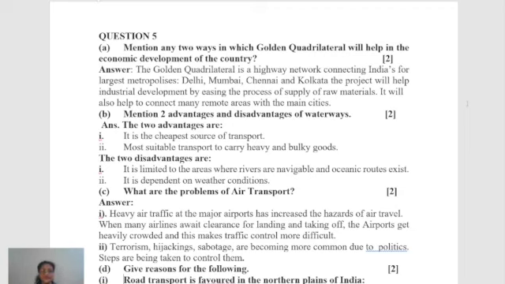Now, what are the problems of air transport? Heavy air traffic at the major airports has increased the hazards of air travel. These days, traffic has increased a lot. When many airlines await clearance for landing and taking off, the airports get heavily crowded, and this makes the traffic control more difficult. Okay, so this is a problem which we are facing these days more. Then next is terrorism, hijacking, sabotage, which are becoming more common these days due to politics, right? And moreover, steps are being taken to control them actually, right?